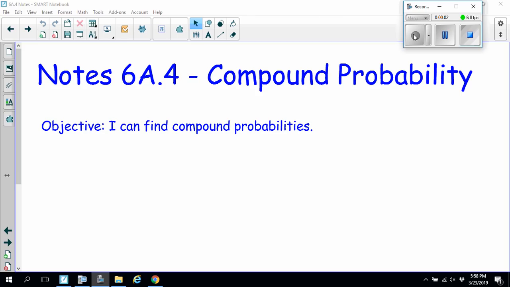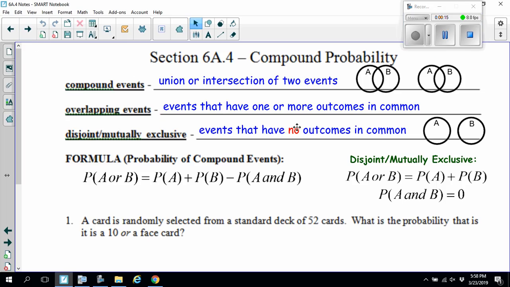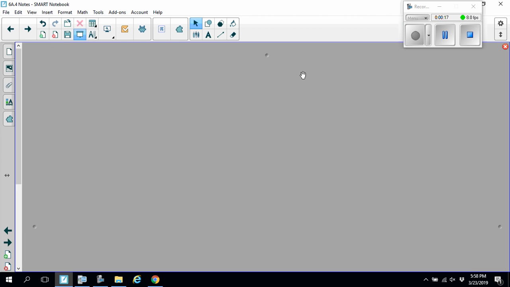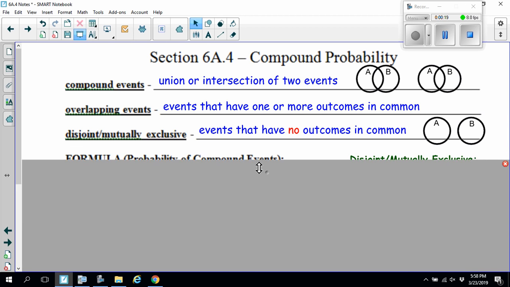So here are the notes for 6A.4, compound probability. Today you will be finding compound probabilities as well as the complement of an event. So let's talk about this. I'm going to go ahead and do the shade so you can talk about these.